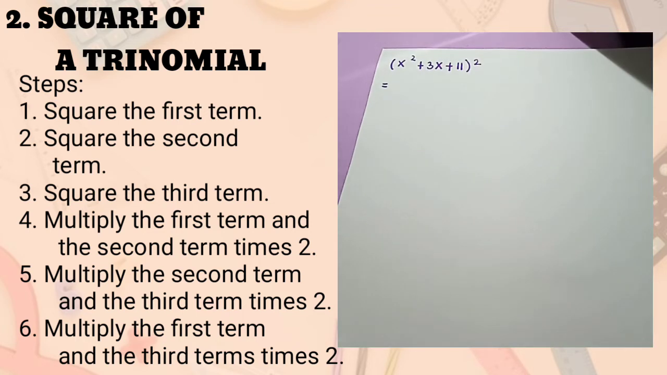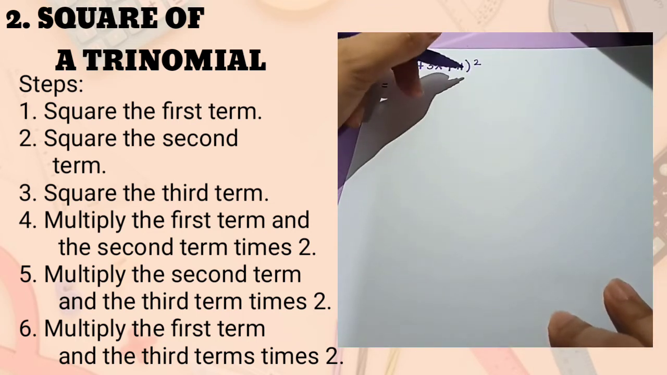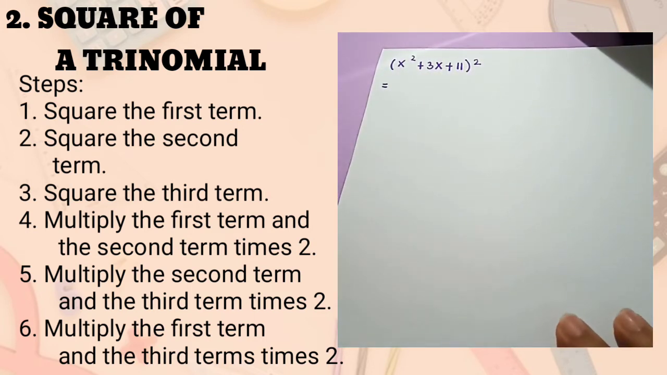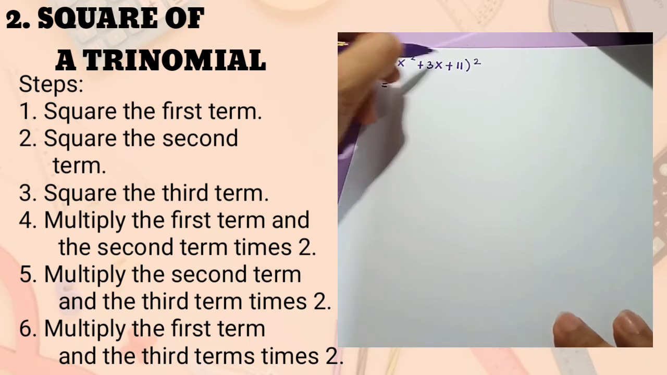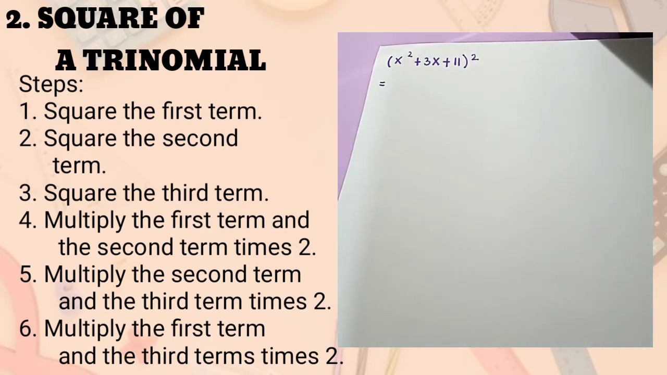So let's have another example. The given is x squared plus 3x plus 11, squared. Yan, so square of a trinomial. As you can see, tatlo pa rin yung term niya, pero iisa na lang yung kaniyang variable. But, gagamitin pa rin natin yung mga steps in using square of a trinomial.